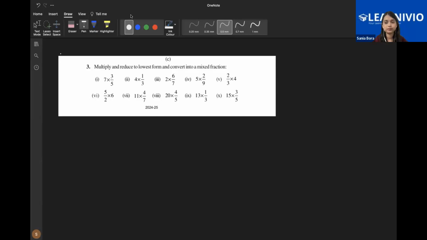Done? Got it? The mistake? No, ma'am. Ma'am, but when I'm dividing 13 by 3, I'm getting the quotient as 4 and the remainder as 1. So it is QRD when you write in mixed fraction. Isn't it? So 4 would be there and then 1 upon 3 won't be the answer? Ma'am, 4 1 by 3, ma'am.